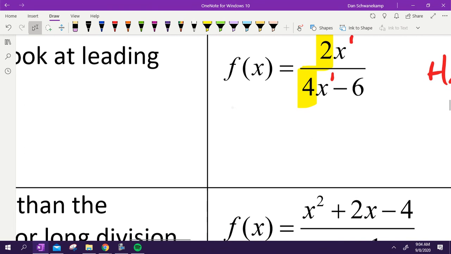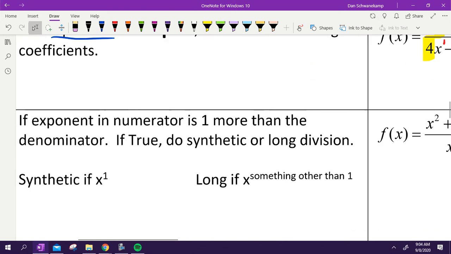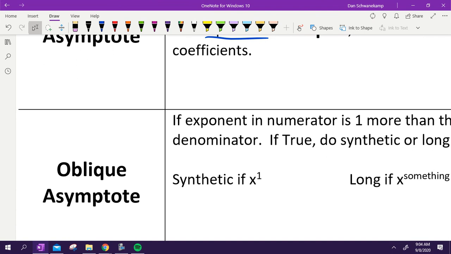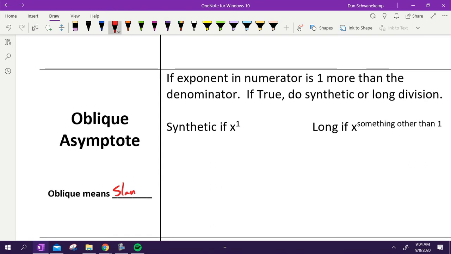So if the degree is bigger on bottom, it's 0. If equal, it's the ratio of leading coefficients. Then we get into the tough one. If your degree on top is bigger, then you're not going to have a horizontal asymptote. You're going to have one of the other two options. You're either going to have an oblique asymptote or nothing at all. Okay? So remember, oblique just means a slanted line. y equals mx plus b.